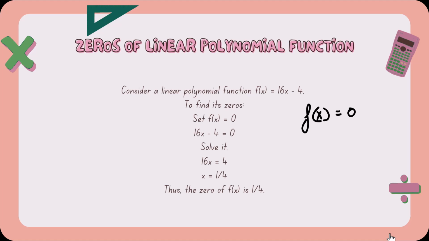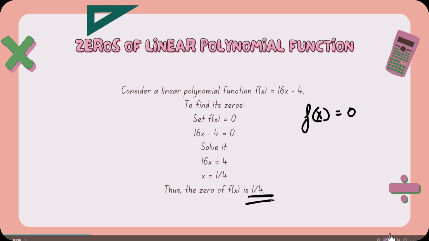Solve it. We'll take the minus 4 to the other side. So 16x is equal to 4. x is equal to 4 by 16, which is 1 by 4. So the zero of f of x is 1 by 4. So if you put 1 by 4, the polynomial will be equal to 0. Simple logic. This is how you find zeros of a linear polynomial function.